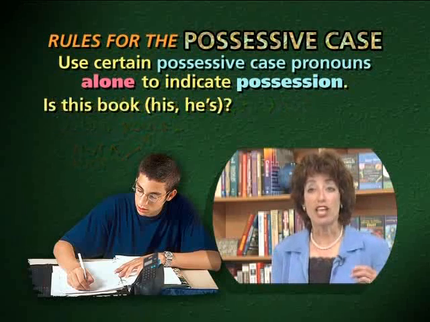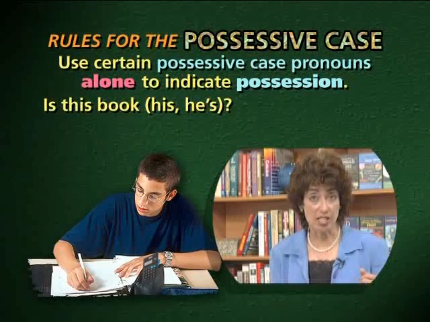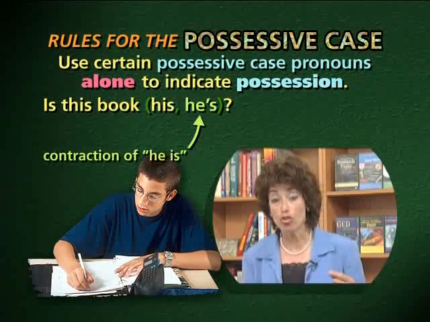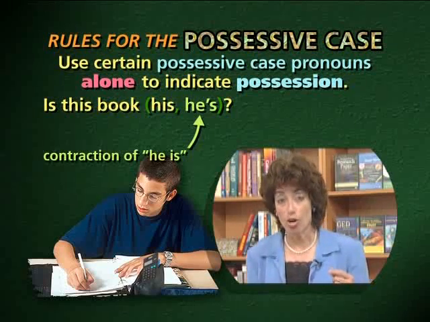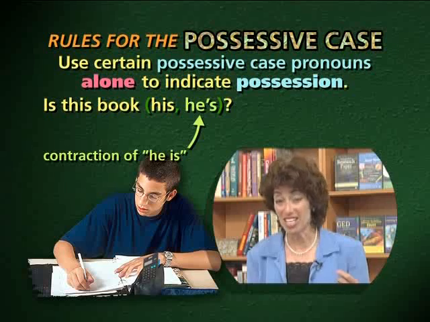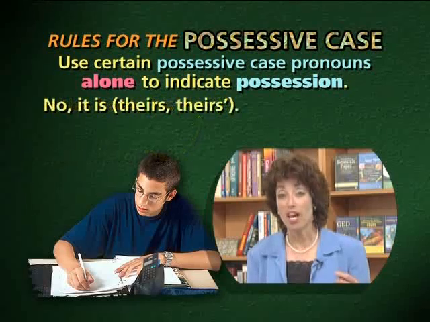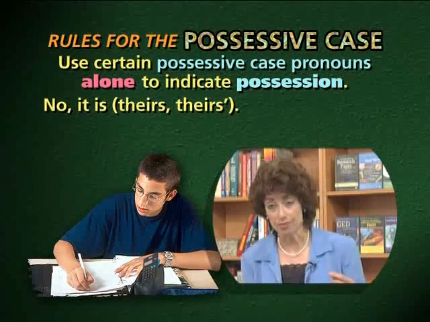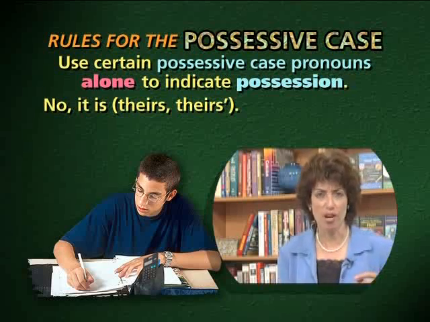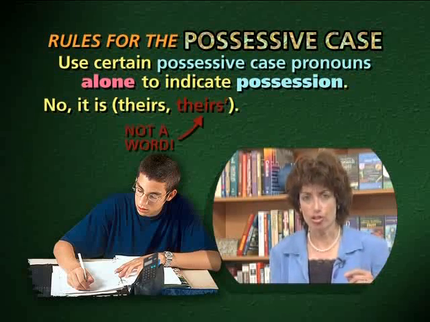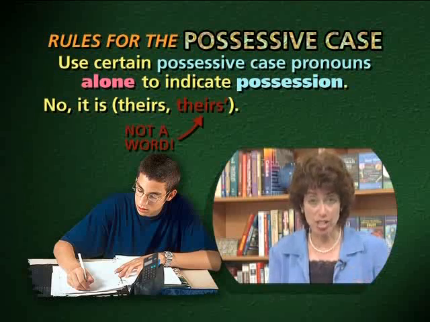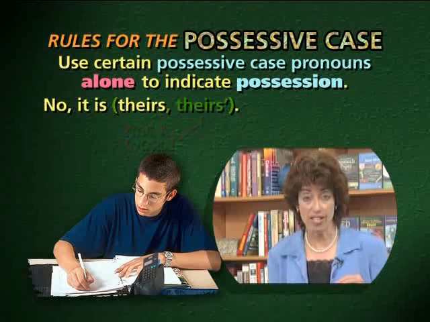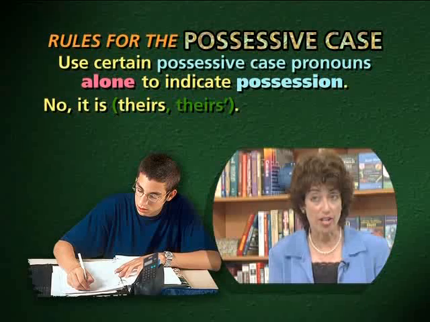In number 2, is this book his or he's? His is correct, that's the possessive. He's is a contraction, he is. Well, that wouldn't make any sense at all. Is this book he is? Makes no sense. And number 3, is it theirs or their's with the apostrophe? Just as there's no yours with an apostrophe, there is never any theirs with an apostrophe. So that has to be wrong from the beginning. The correct answer is theirs, the first word, with no apostrophe.